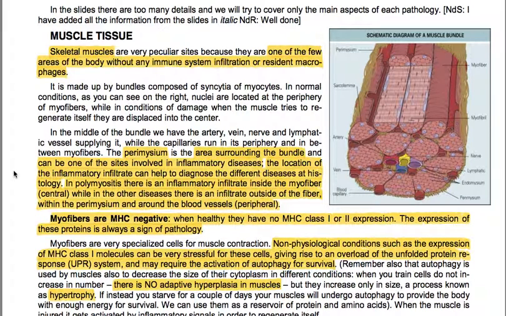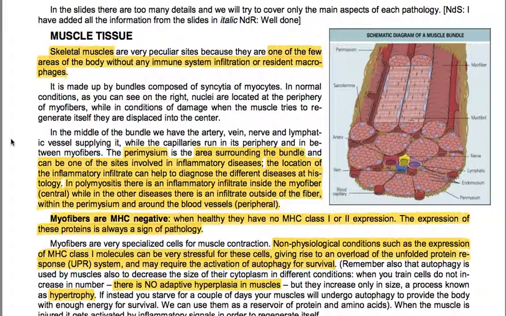Inflammatory myopathies. Muscle tissue. Skeletal muscles are very peculiar sites because they are one of the few areas of the body without any immune system infiltration or resident macrophages. It's made up by bundles composed of syncytia of myocytes. In normal conditions, as you can see on the right, nuclei are located at the periphery of myofibers, while in conditions of damage, when the muscle tries to regenerate itself, they are displaced into the center.